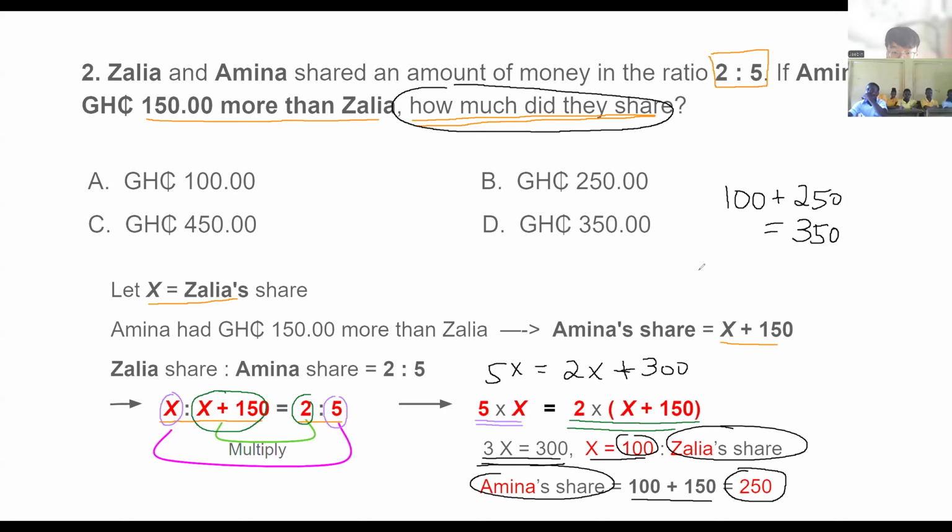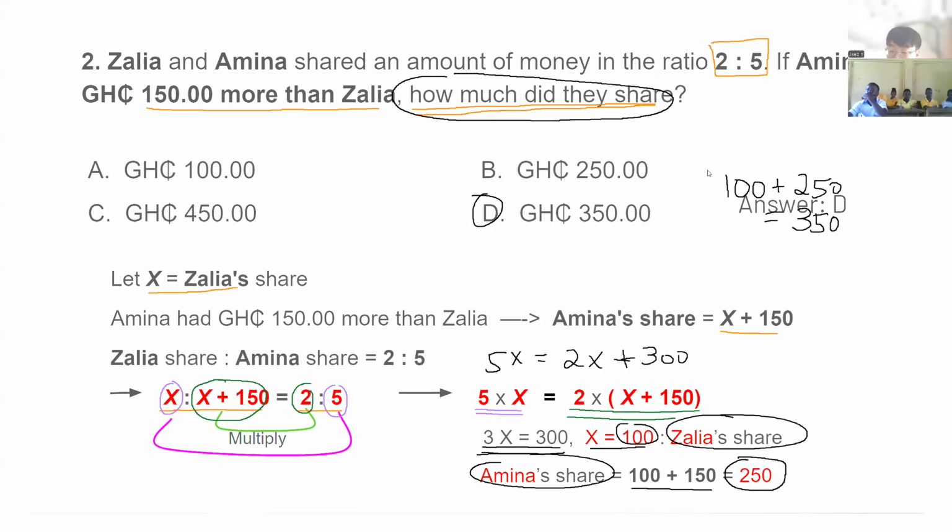$350, right? 350 cedis. That's why the answer is D, 350 cedis.